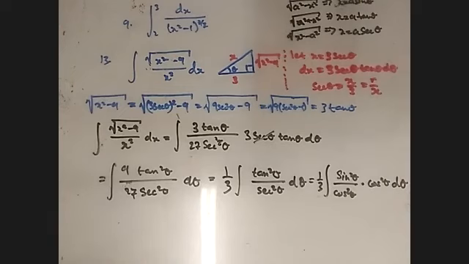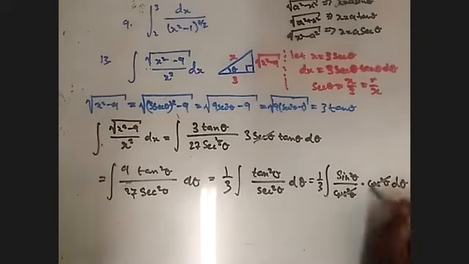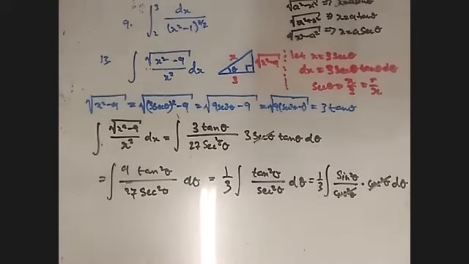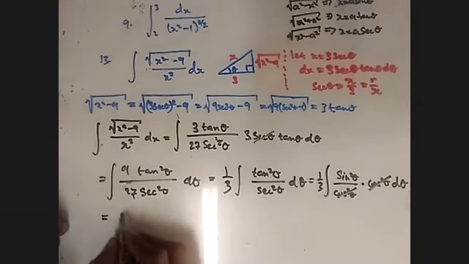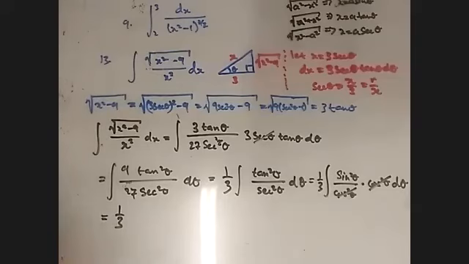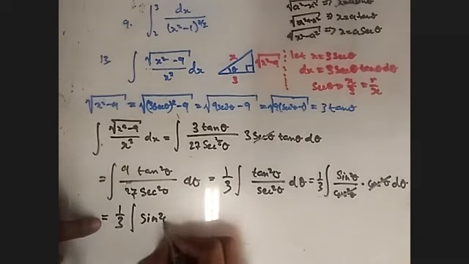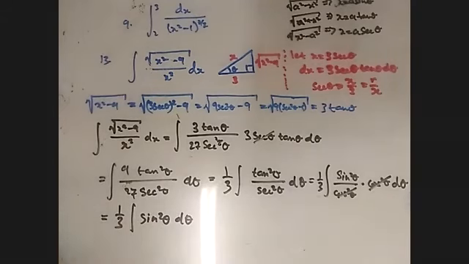I'm expecting a question: how, how? But if it's not there, okay. So this and that cancel. This would be equal to 1/3 of the integral of sine squared theta. Which one is this one?